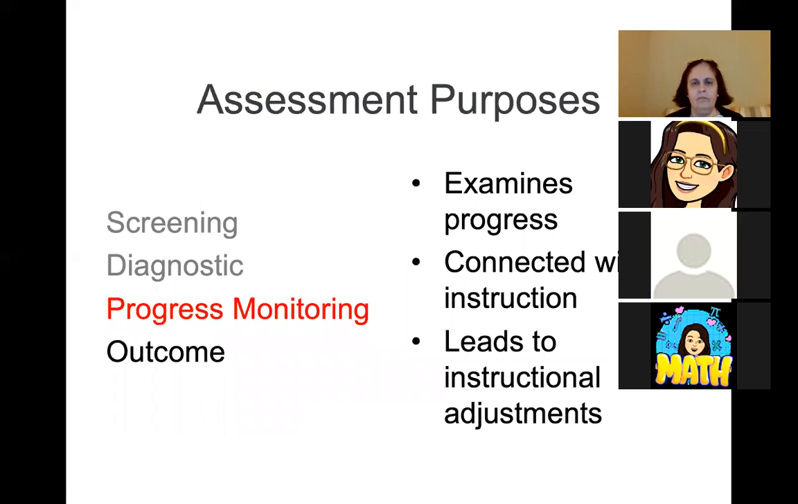Now, once we determine what the issue is in instruction, we follow with progress monitoring. This progress monitoring needs to be systematic, meaning that it has to be a specific time frame that you, as an instructor, decide is the time that I'm going to examine whether the student responds to instruction. It has to be connected with the instruction, and it needs to lead to instructional adjustments, meaning that if a student does not respond to a progress monitor, we cannot continue providing the same type of support. There has to be some change in the instruction.